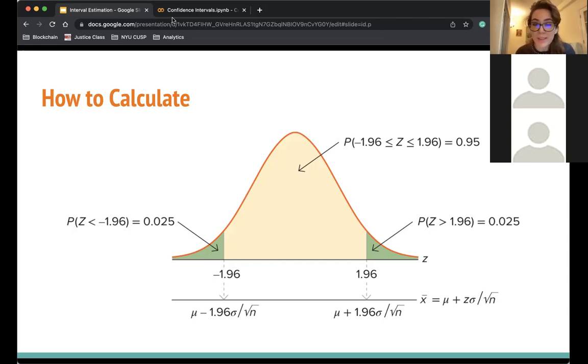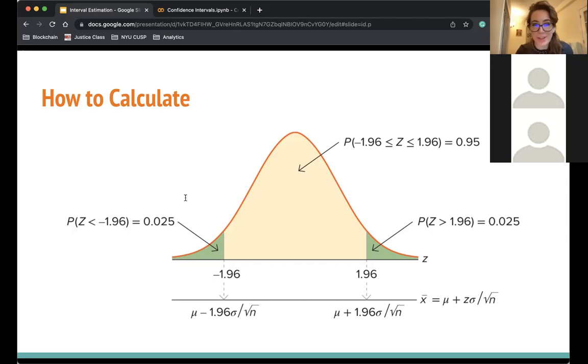If samples of size n are drawn repeatedly from a given population, this means that 95% of the computed sample means of X bar will fall within the interval, and the remaining 5% will fall outside of this interval.